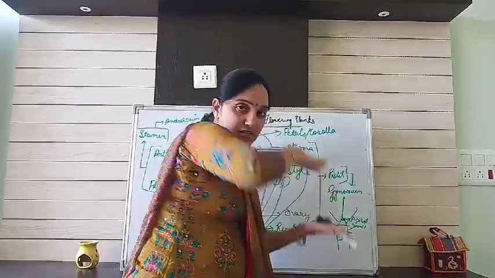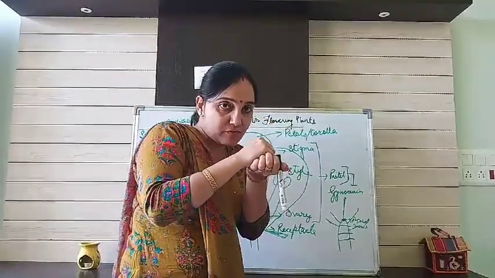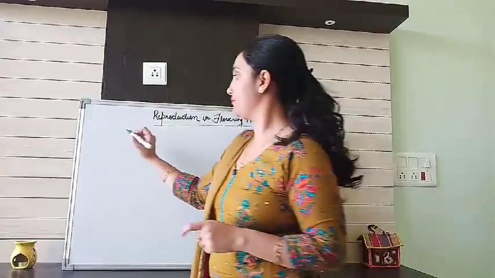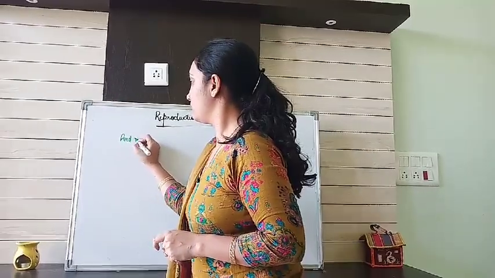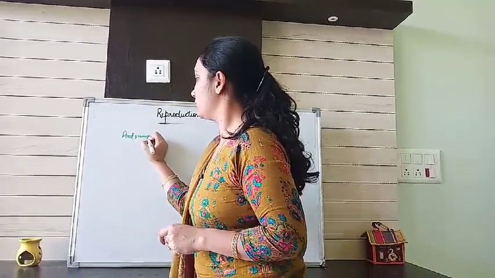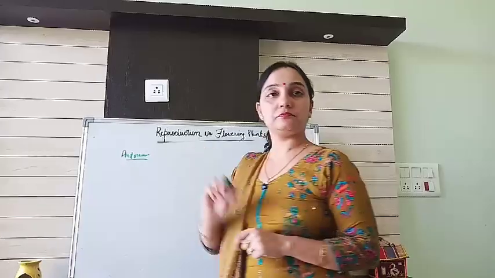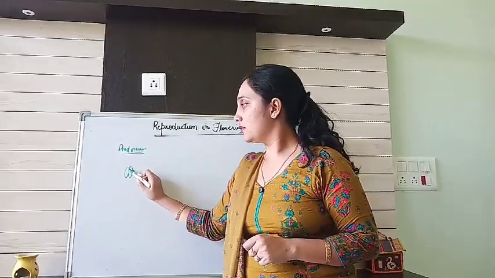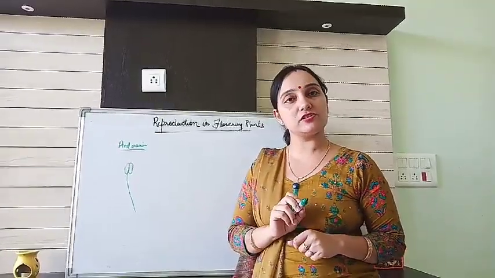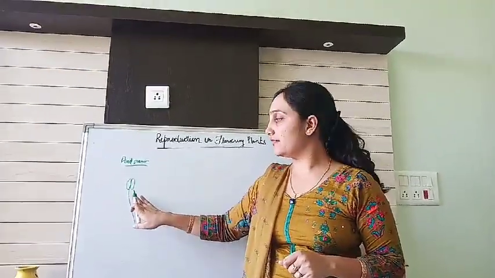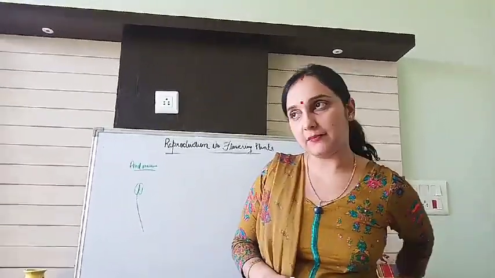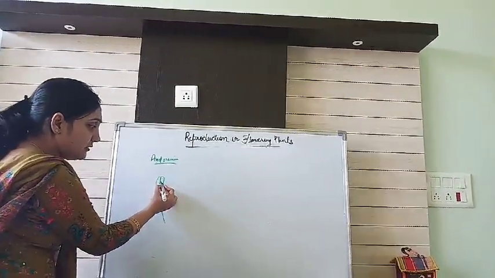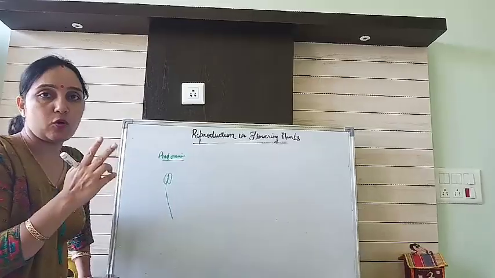Now this is the elongated part. When we stretch this part, let's see the structure of androecium. This is the structure of androecium. This is the anther, and the threaded structure is the filament. Now, this anther has two lobes.